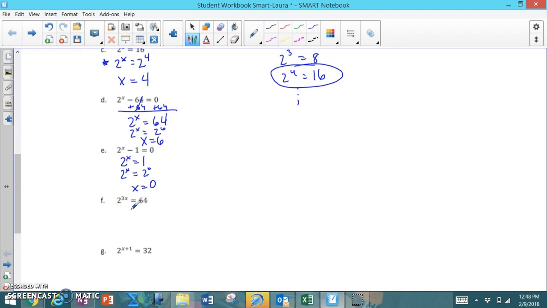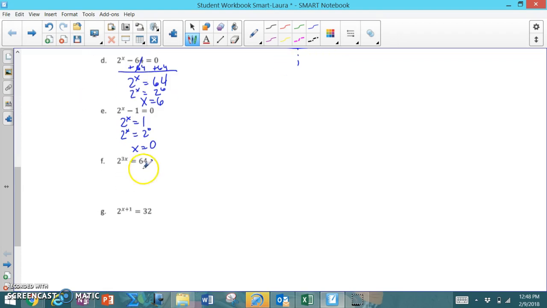Now letter F is where this star up here comes in, rewriting the answer as 2 to some power is going to be helpful. Because in letter F, when I have 2 to the 3x equals 64, I can make it so that 2 to the 3x equals 2 to some power. 64 we've already reviewed is 2 to the 6th power. If I can rewrite it like that, then we can follow the situation in example 1 and all of these where the two bases are the same. Therefore, I can conclude that those exponents must be equal to each other.